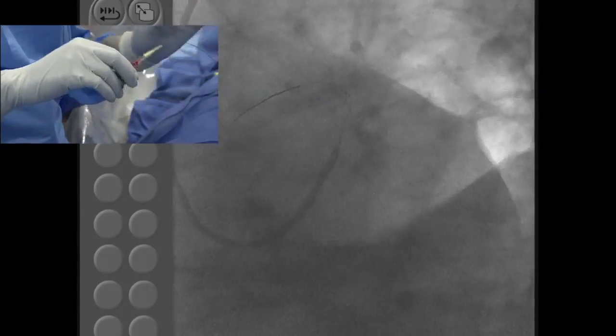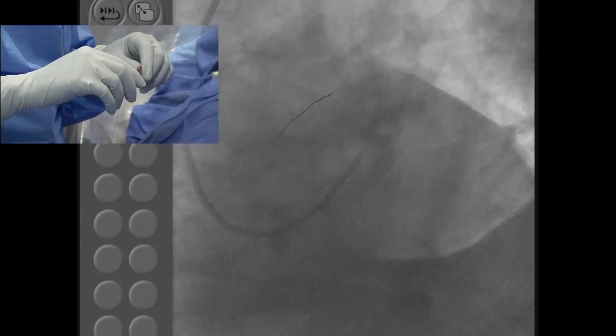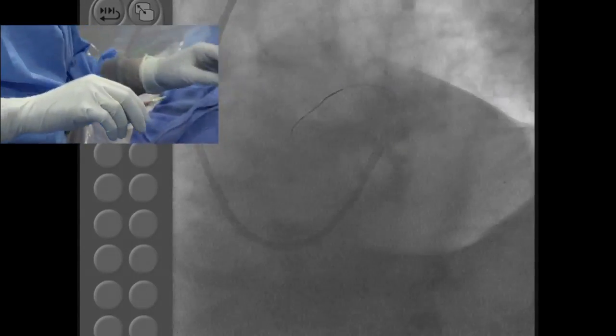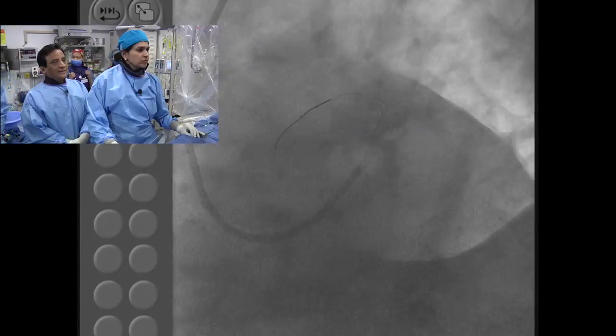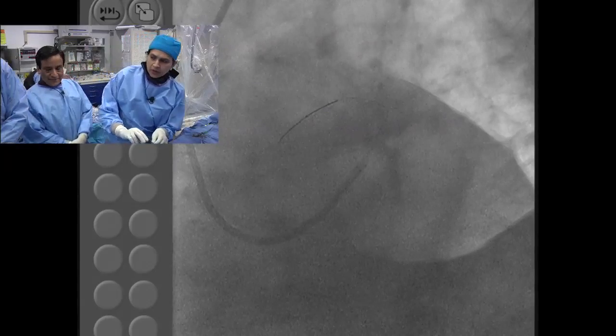Absolutely. So two important interventional meetings are coming up in the next 2 weeks. Euro PCR started yesterday, and the next one is around the corner. Absolutely.